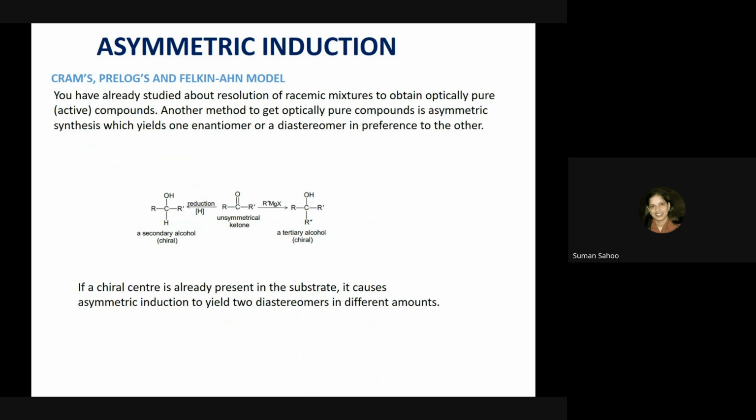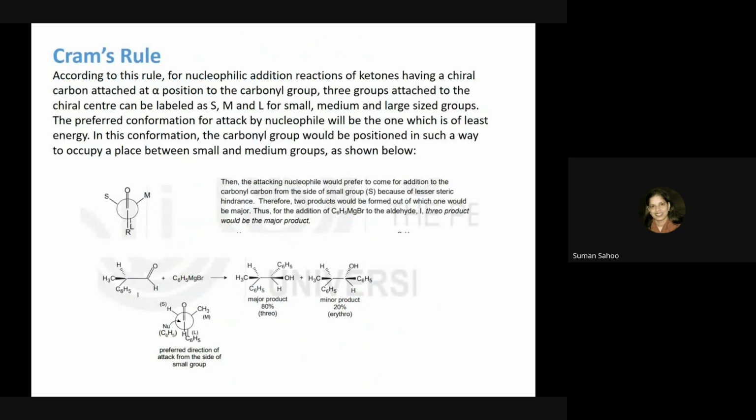So three rules are there: Cram's rule, Prelog's rules, and Felkin model. In case of Cram's rule, we are just considering only one type of reaction, the nucleophilic addition reaction of ketones, where already a chiral carbon is attached at your alpha position. So this is your aldehyde or ketone carbonyl group, and at the alpha position we have a chiral carbon attached.